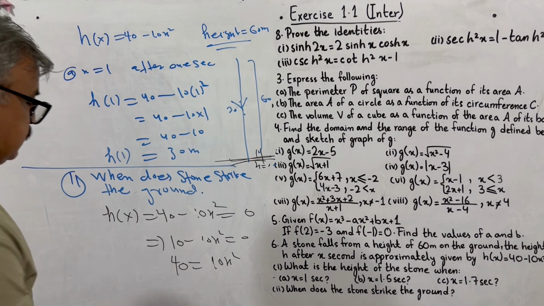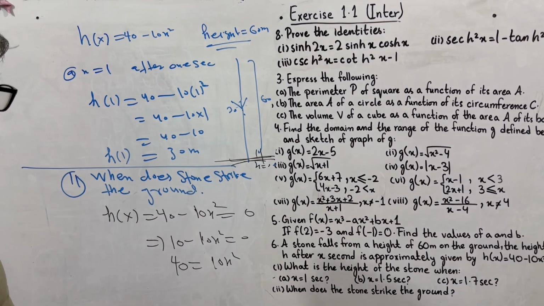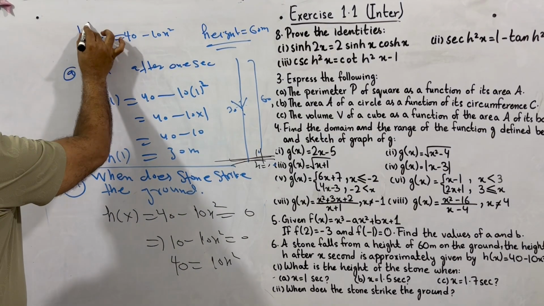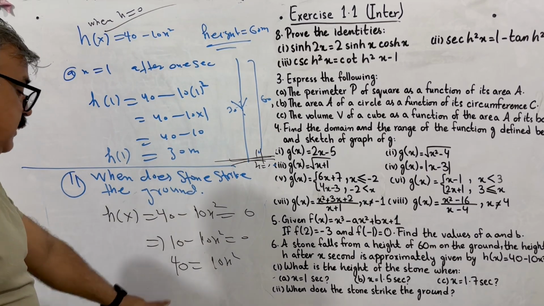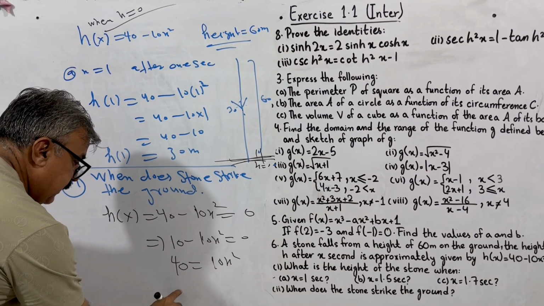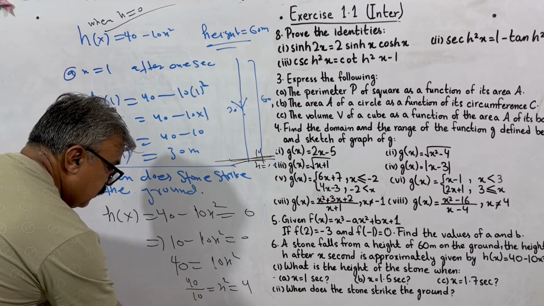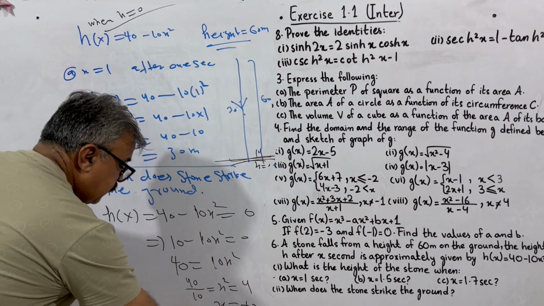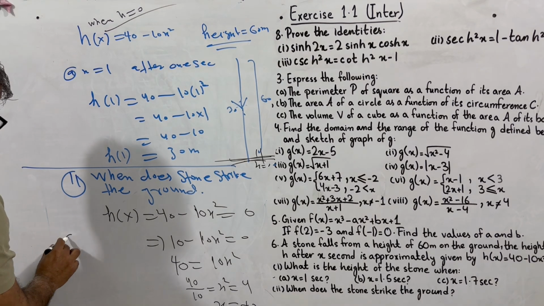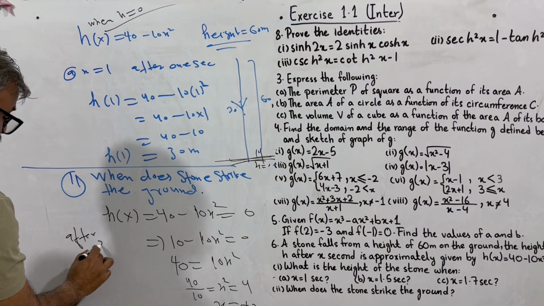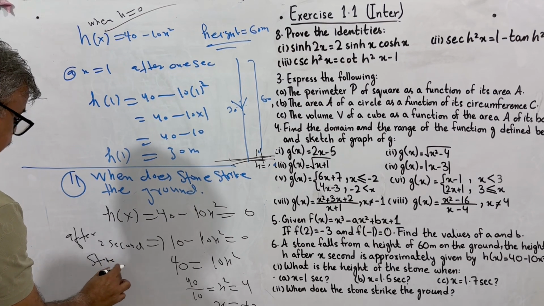The equation was 40 minus 10x square. When it hits the ground, obviously when height is 0, then the stone hits the ground. Solve for x. Shift 10 here: 40 over 10 is equal to x square. X square is equal to 4, so x is plus or minus 2. We take only positive 2. After 2 seconds, the stone hits the ground.